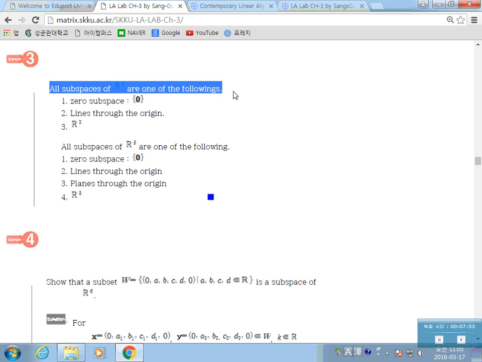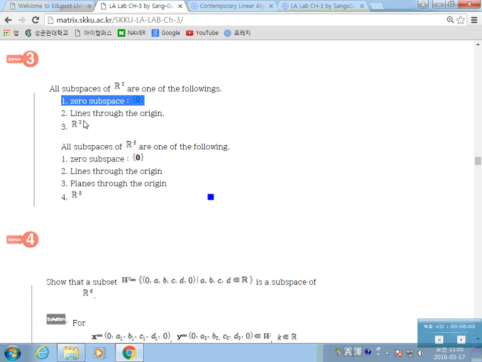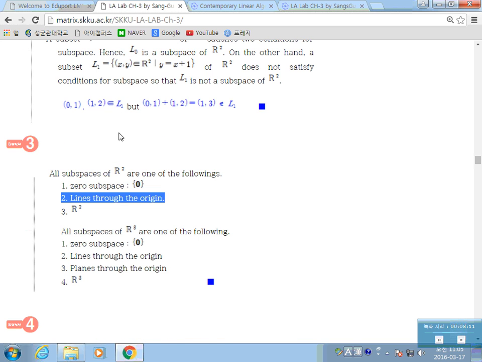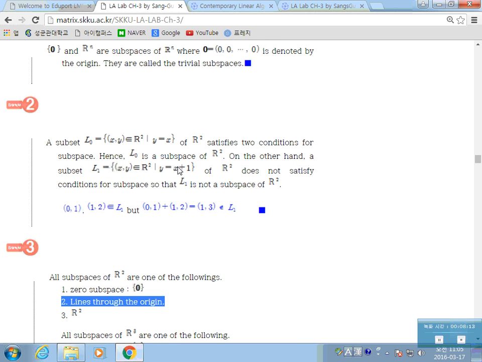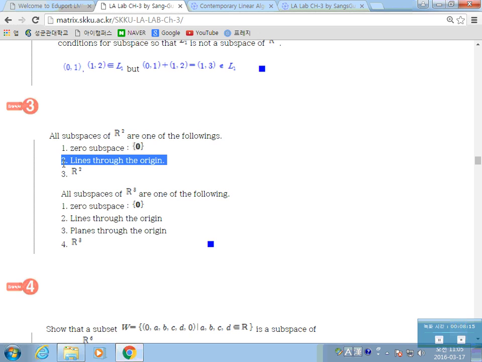So all subspaces of R2 are one of these three: the zero subspace, and R2 itself, which is a subspace. All others are just lines through the origin, like this, not like this. Any line through the origin is a subspace of R2.